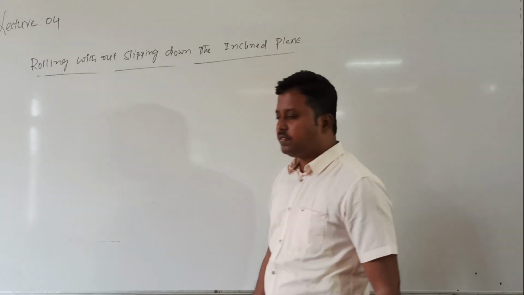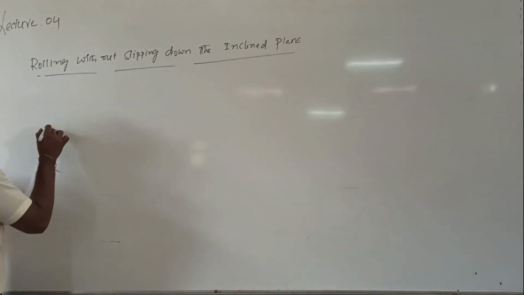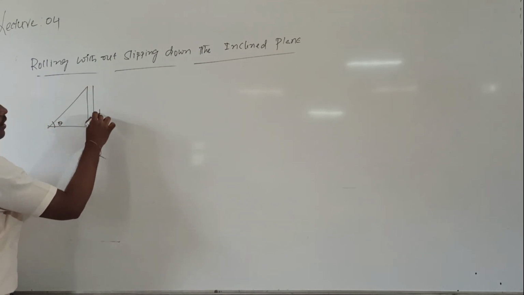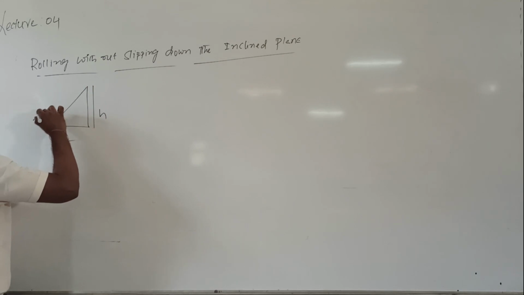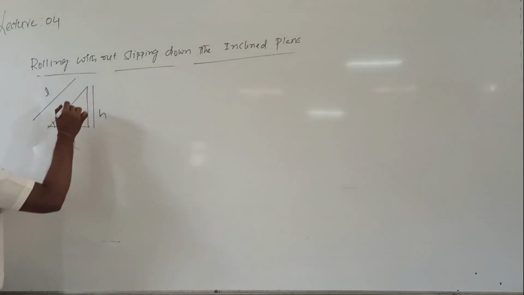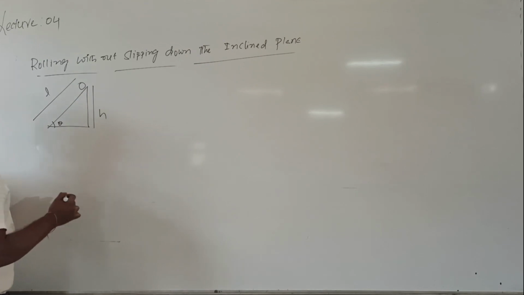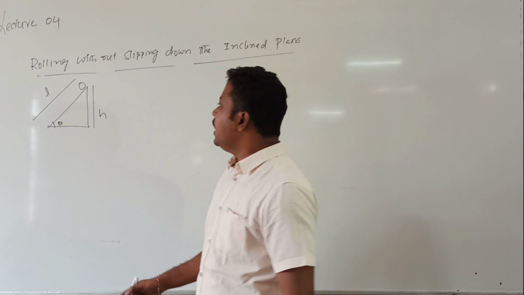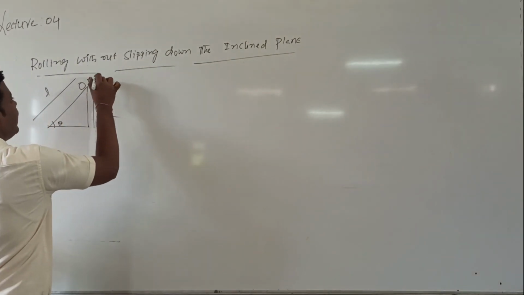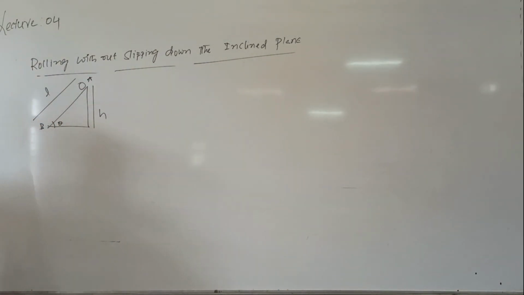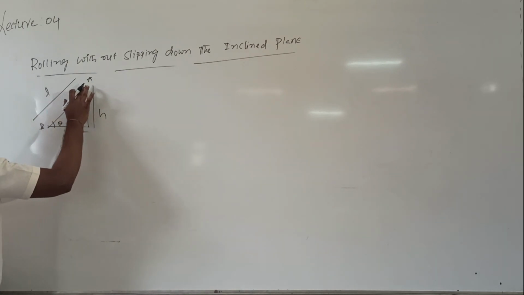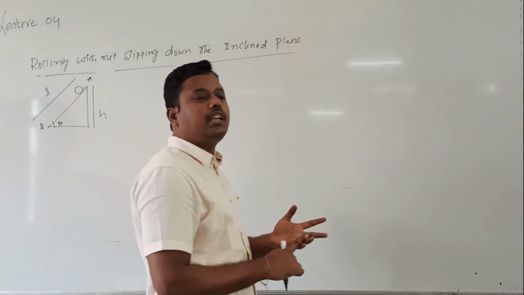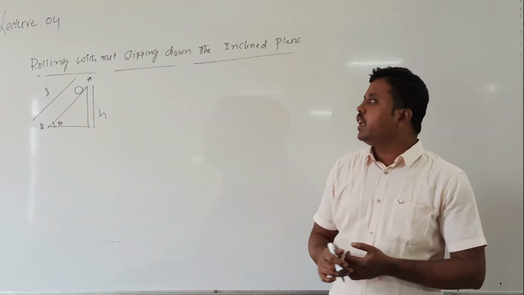So let us consider one inclined plane. The inclined plane has angle of inclination theta, height h, and length l. Let me consider one cylinder or sphere. It is rolling down, started rolling down from the top of the inclined plane. Let me call the top of the inclined plane A and the bottom B. Let us see what forces are acting on the body when it is rolling down. Particles are executing both translational motion and also rotational motion. So now the body is rolling down.